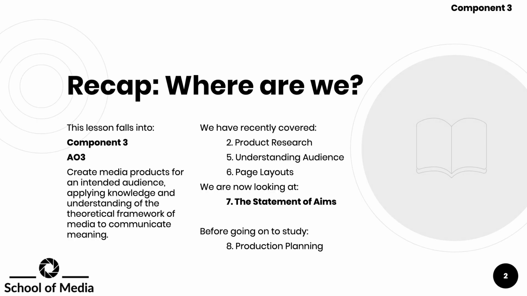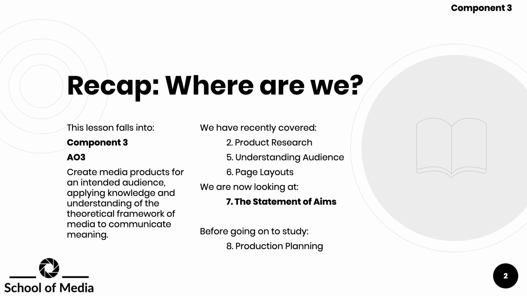Okay, so just as a bit of a recap, this does fall into component 3. So you're being assessed in general under this whole piece under AO3, and AO3 essentially says to create media products for an intended audience. That's the key phrase, applying knowledge and understanding of the theoretical framework of media to communicate meaning. There's a total of 60 marks available for component 3, and 10 of those marks come from your statement of aims and intentions.